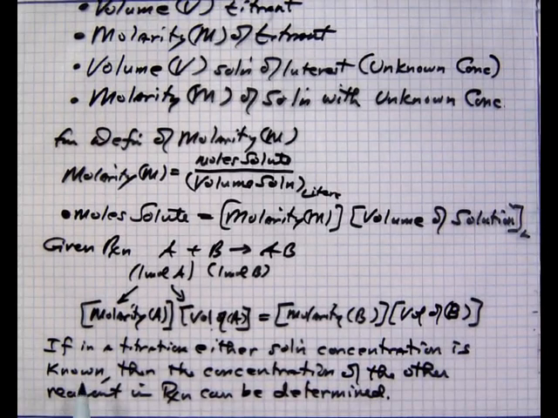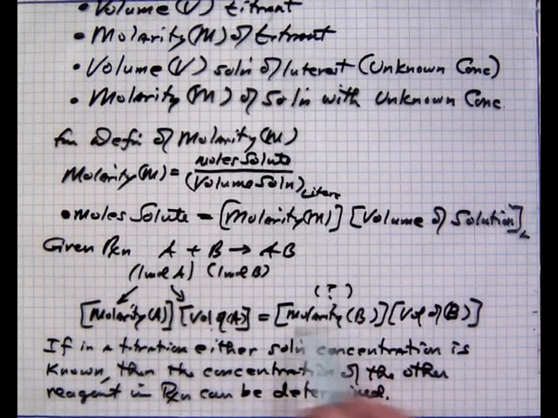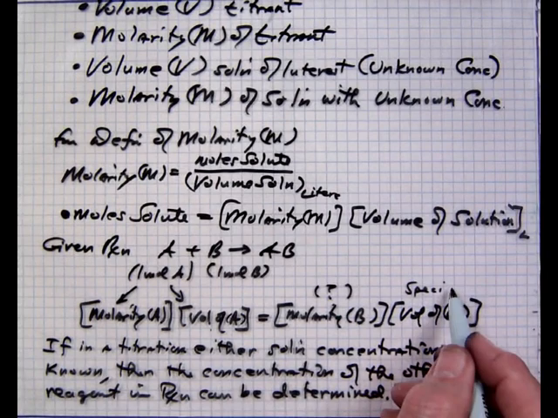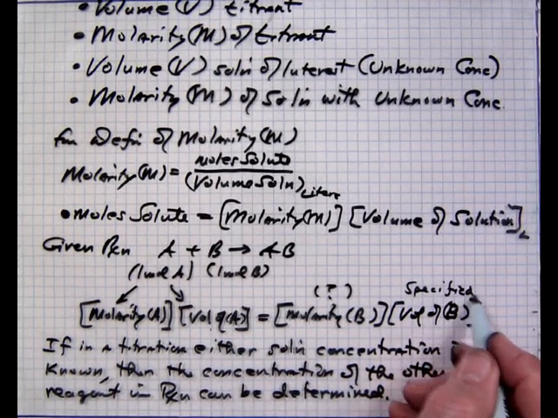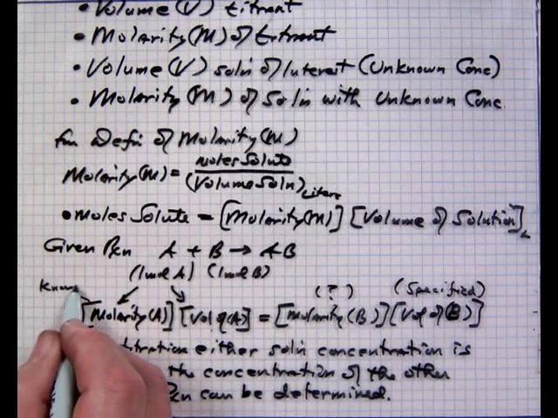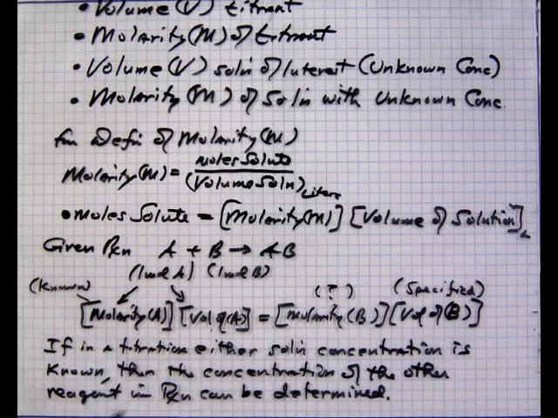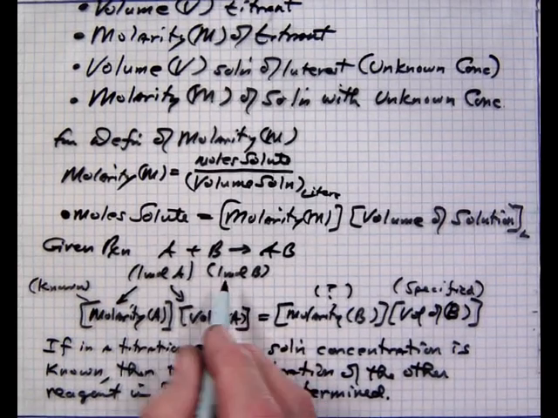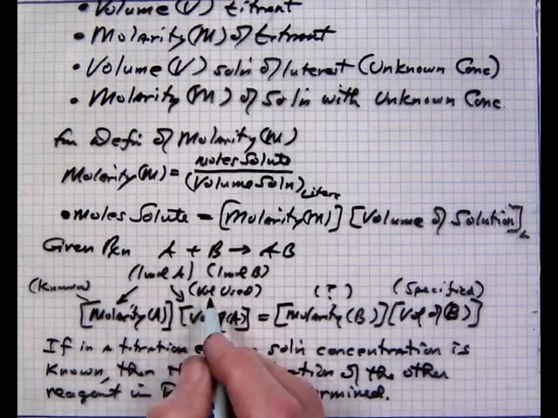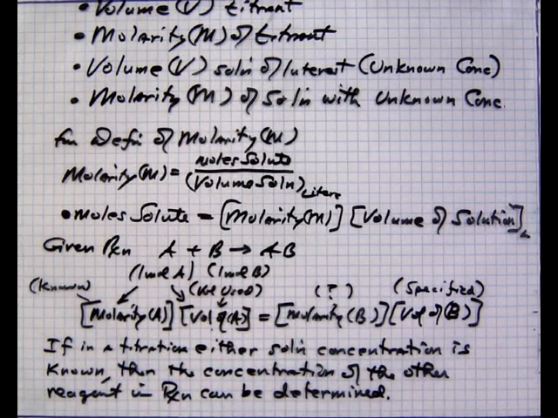using this relationship. So if we don't know what the molarity of, say, B is, but the volume of B is specified, and the molarity of A is, say, known, because you prepared a solution of A, and the volume of A used right there to get to the appropriate equivalence point, then you can calculate the unknown. It'll be an equation in one unknown.